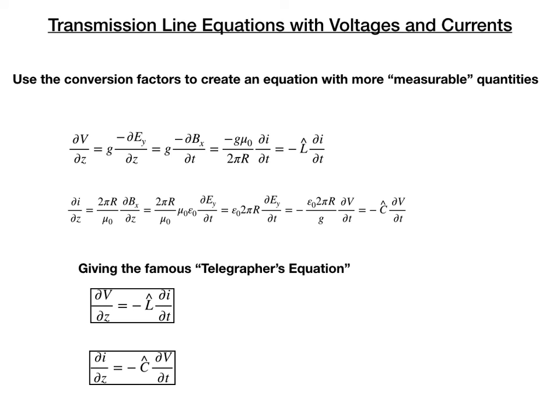Using this and just displaying it more clearly, we get that the derivative of the voltage with respect to propagation direction is minus the inductance per unit length times the derivative of the current with respect to time. This is the first telegrapher equation, and now we have also the second equation from the second row. So we just got both telegrapher's equations from Maxwell's equations.